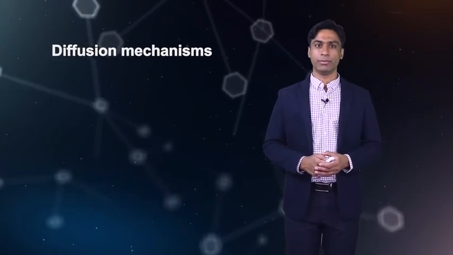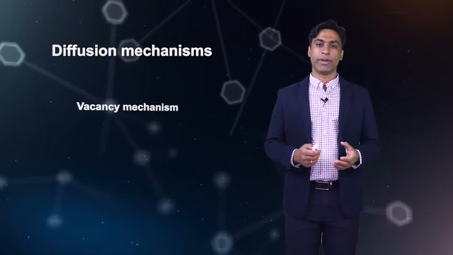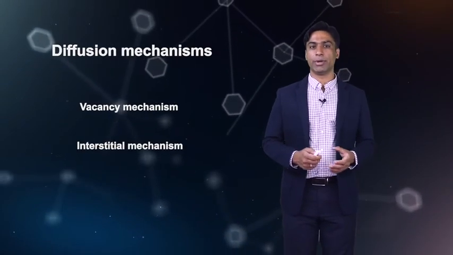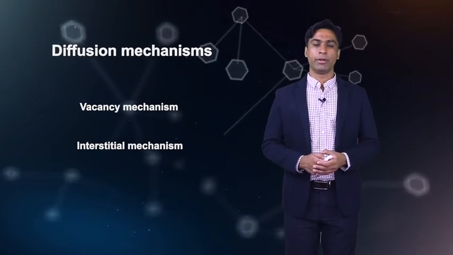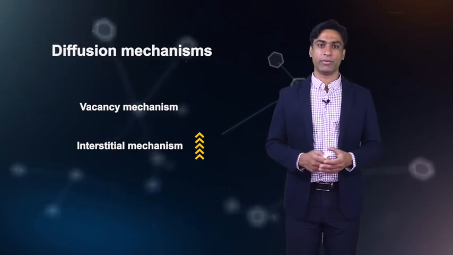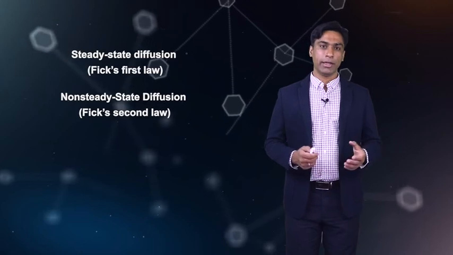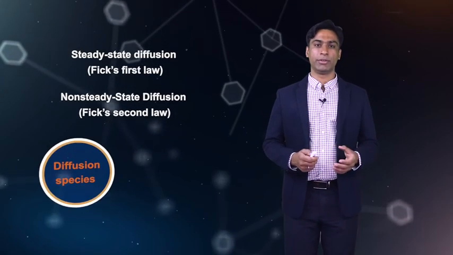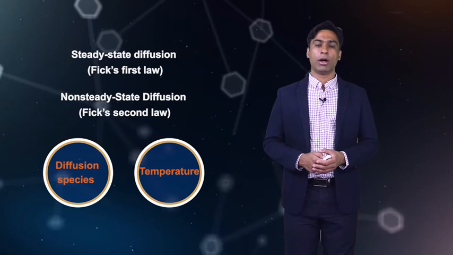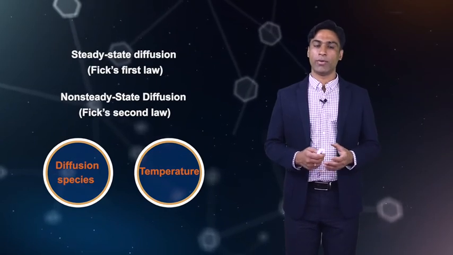Now, let me give you an overview of this lecture. In this lecture, we have learned about basic mechanisms of diffusion, which are vacancy mechanism and interstitial mechanism. We have learned that interstitial diffusion is faster than vacancy diffusion. We also learned about Fick's first law and second law of diffusion. In addition, we saw that the diffusing species and temperature are the two important factors that define the diffusion rate.